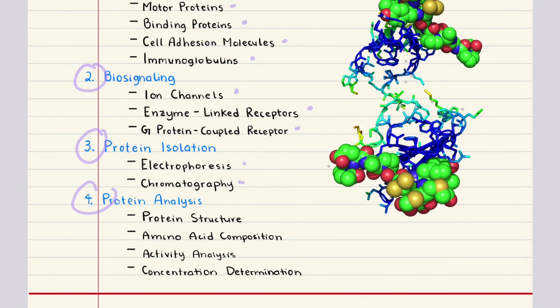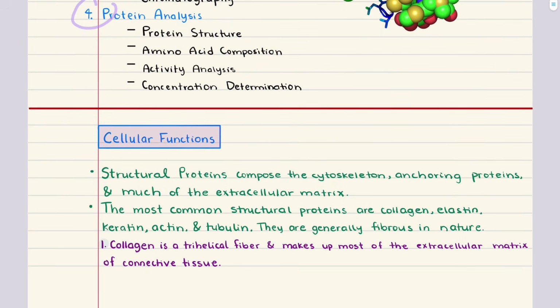Finally, we're going to discuss protein analysis. Here, we're going to explore how researchers determine a protein structure, amino acid composition, functional activity, and concentration. So with that introduction, let's go ahead and get started with our first topic, cellular functions. We're going to begin with covering structural proteins.